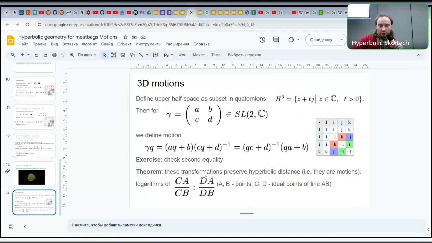This transformation preserves hyperbolic distance, which is the logarithm of this expression for points A and B and C, D ideal points of the line through AB. Well, this is at least definable. Later, I will show you some pictures for this formula. So, yeah, this is a formula for three-dimensional motion. Actually, that's how you can work with, I don't know, relativistic physics, for example.